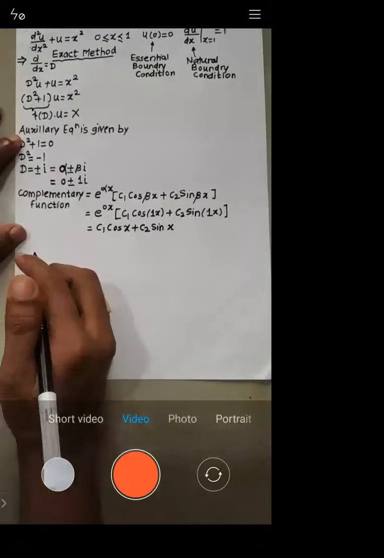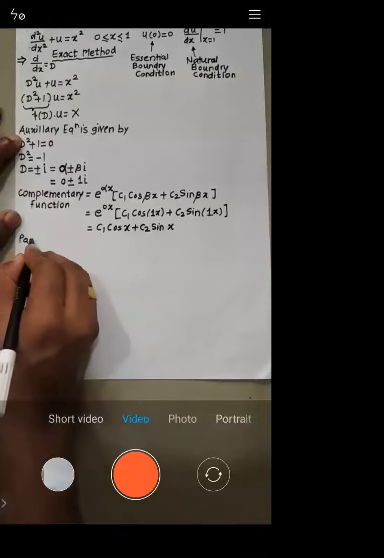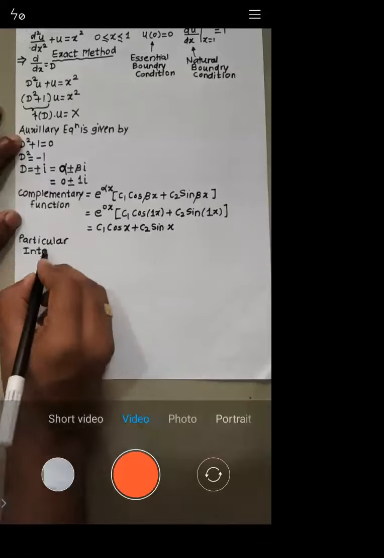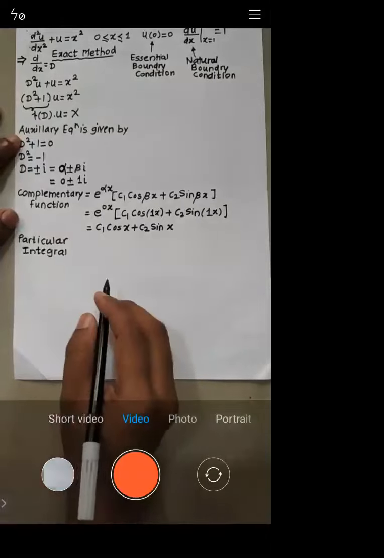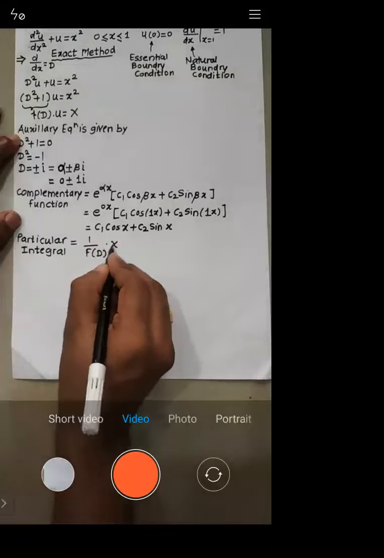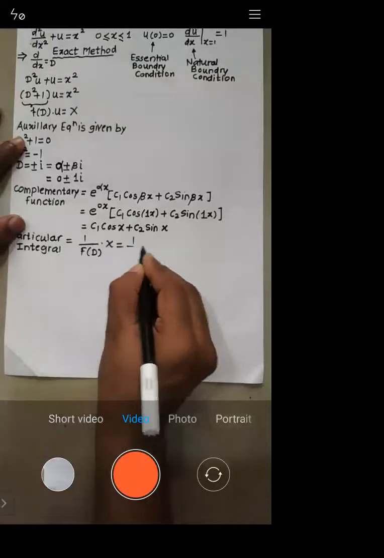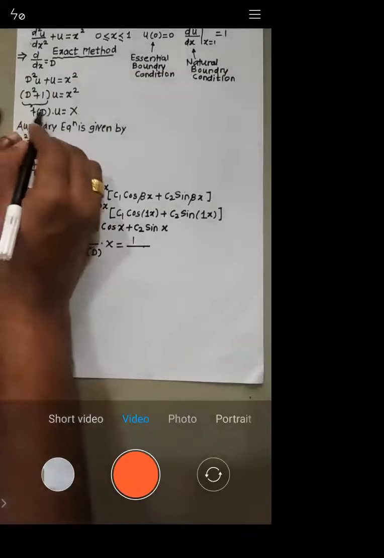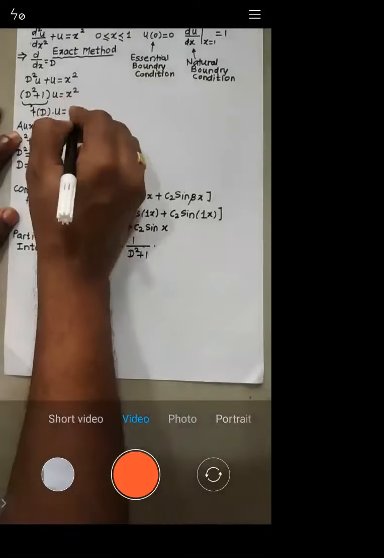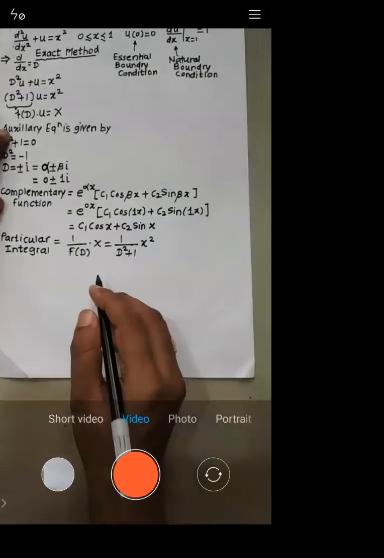Okay, next we need to calculate its particular integral. How do we calculate the particular integral? It is given by 1 by f of D into X. Is it okay? So what is f of D? It is written already here: D square plus 1, into what is X? This capital X is x square. So 1 by f of D into x square.